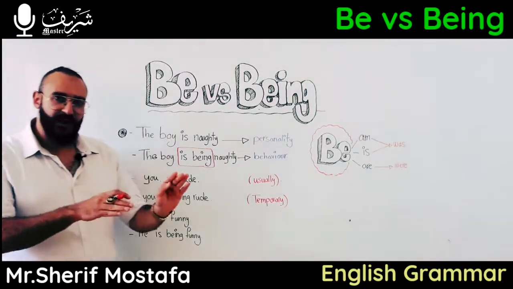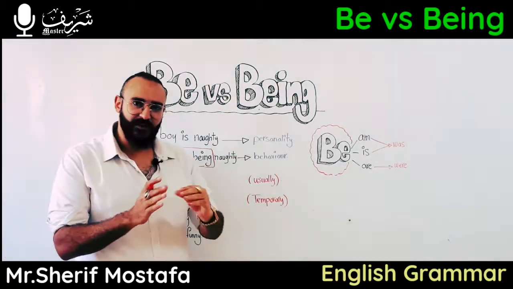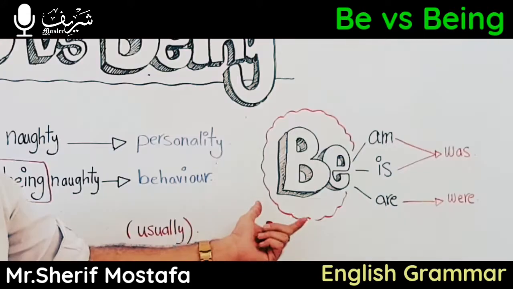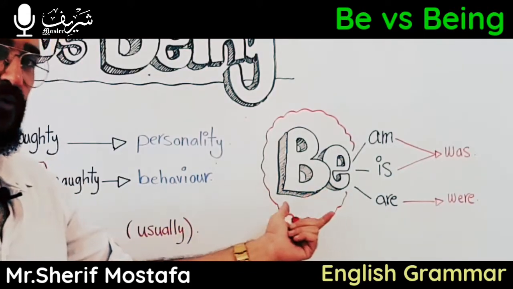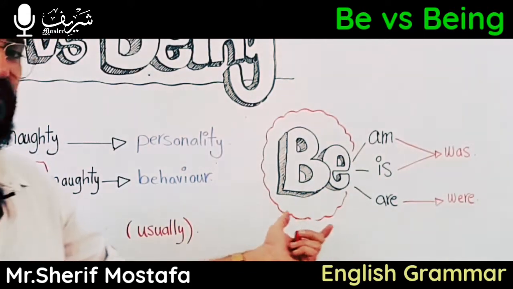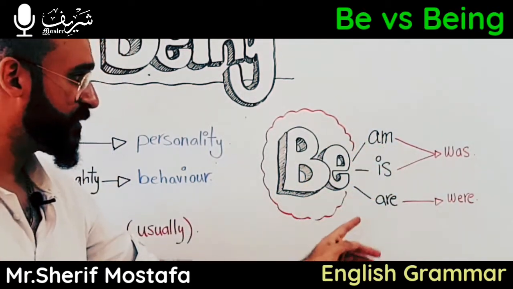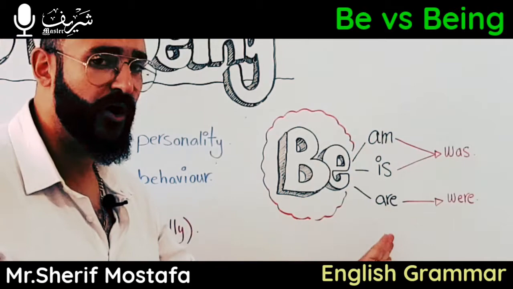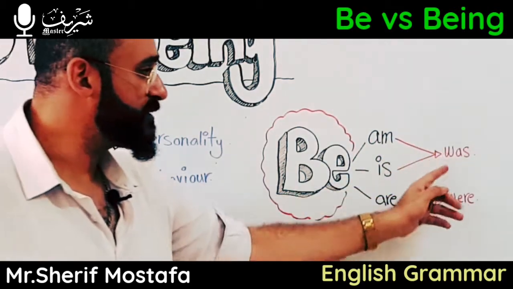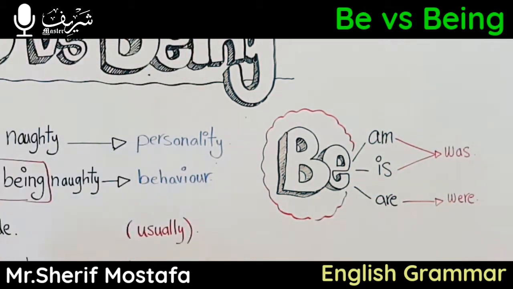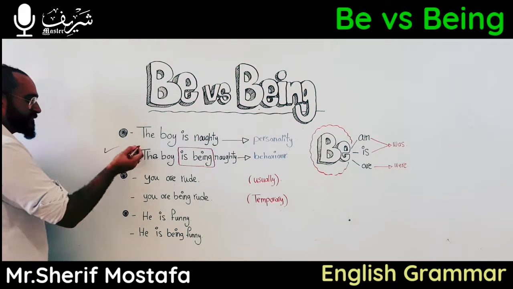So as a quick recap, as we have already discussed in the previous episodes, be is a verb, which we have already discussed earlier. It's an auxiliary verb that is distributed into three: am, is, or are in the present, was and were in the past. This is great, and this is related to the first example.